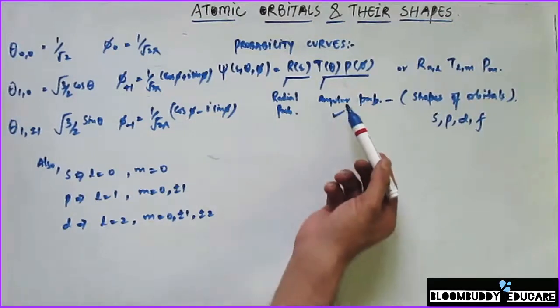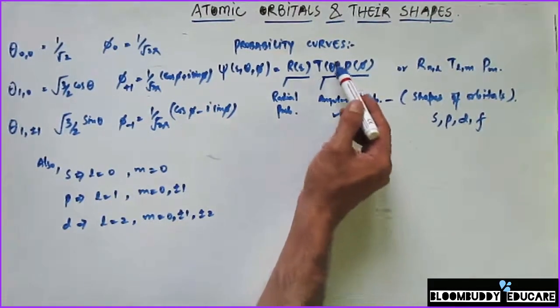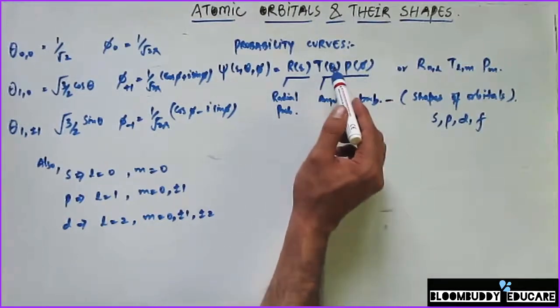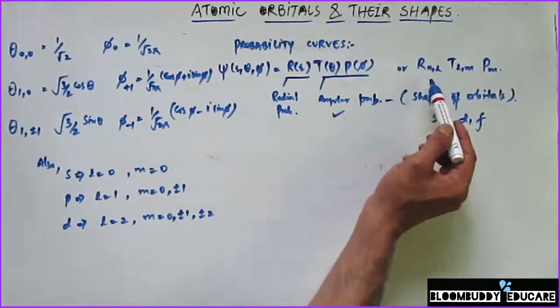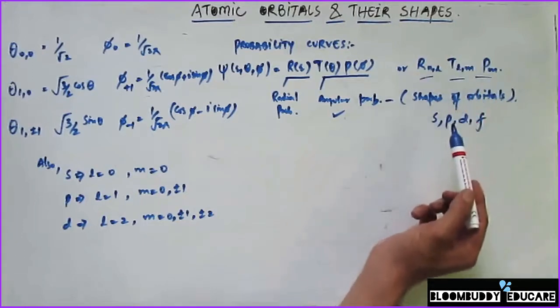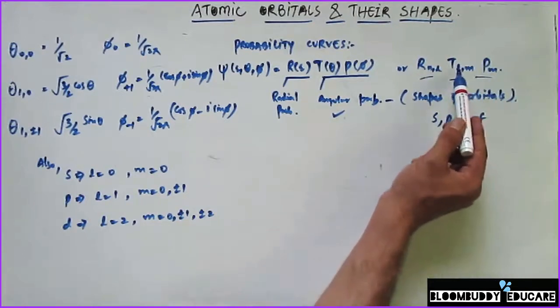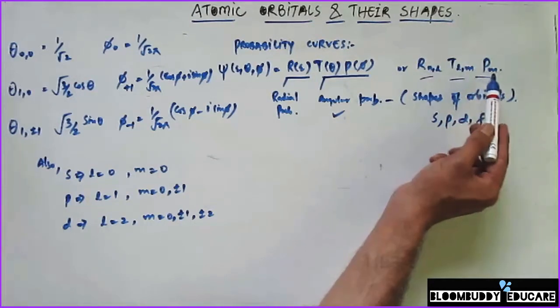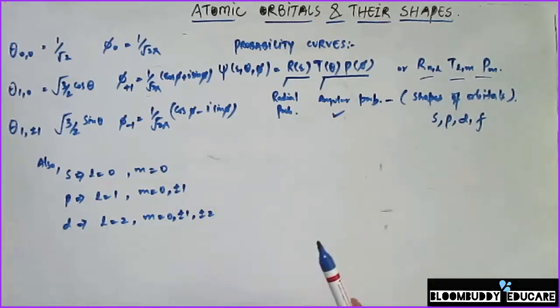So this equation, that's the angular probability equation, this theta and phi, can be written also in terms of this equation. That means that this theta is dependent upon the azimuthal quantum number and the magnetic quantum number, and phi is also dependent upon the magnetic quantum number.